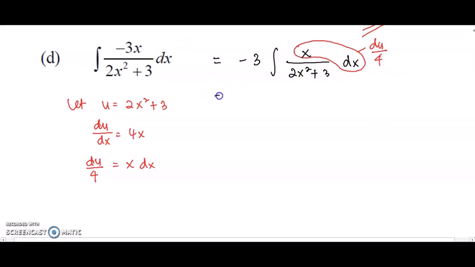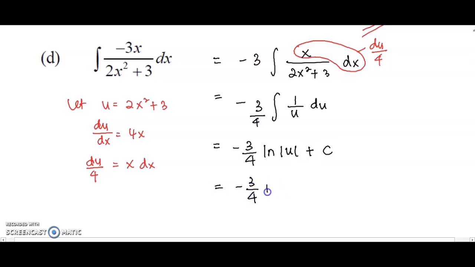So you can actually write down everything in terms of u. Negative 3, just copy down. 1 over 2x squared plus 3 can be 1 over u. And this is the du over 4. Again, over 4, I'm not going to put it down here. I will bring it out of the integral to be part of the coefficient. So now my coefficient becomes negative 3 over 4. Integrate 1 over u, you have log u here, plus constant c. Then substitute back the u as 2x squared plus 3, plus c.